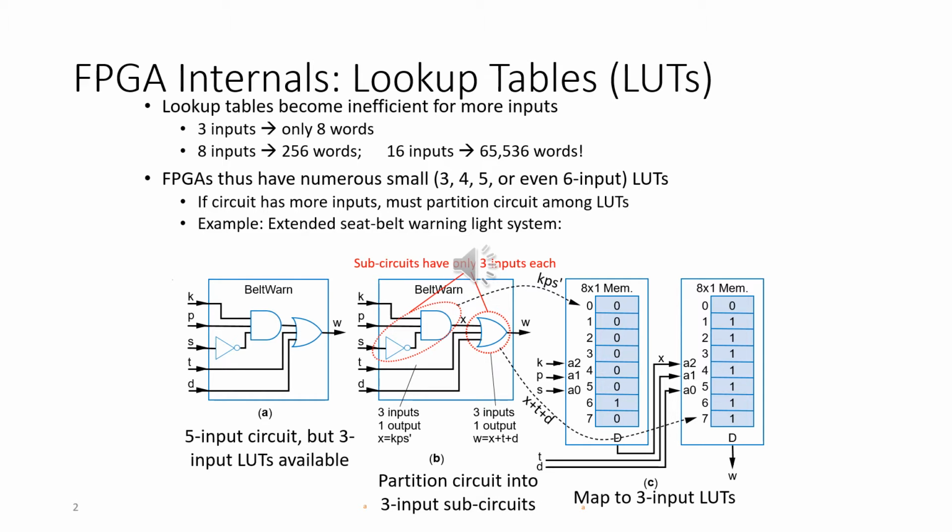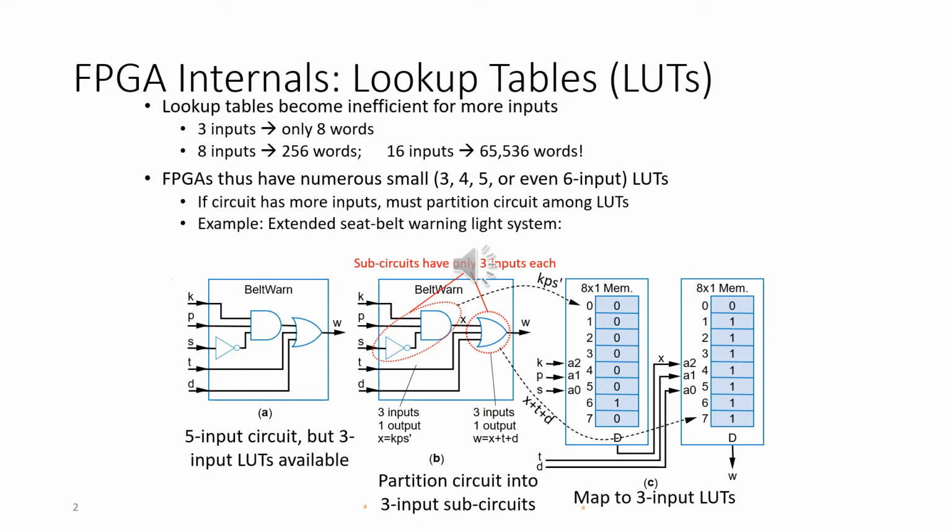So what we do is we split our circuit into smaller parts, so that 3 variables can map to one memory, and the rest map to the other memory. So now we require two 8x1 memory systems. If we have 8 inputs, we require 256 words, and if we have 16 inputs, we require 65,536 words. So an FPGA has enormous numbers of small lookup tables. We break our circuit into small lookup tables.